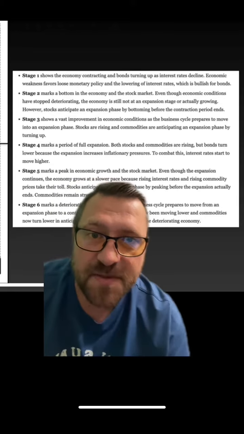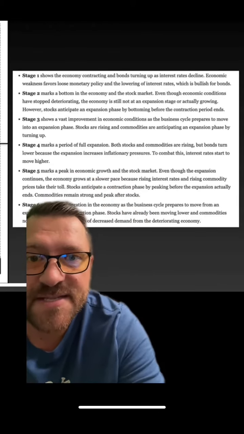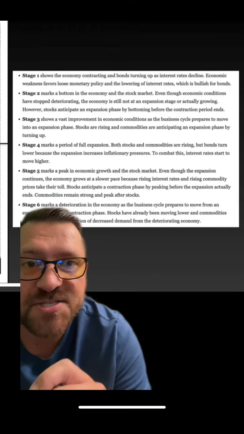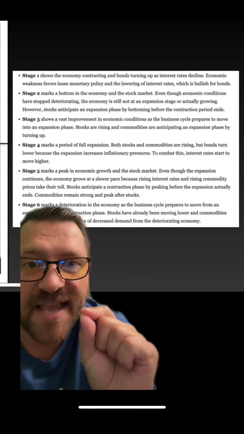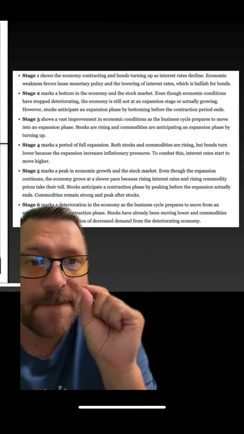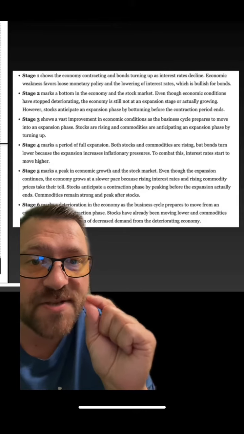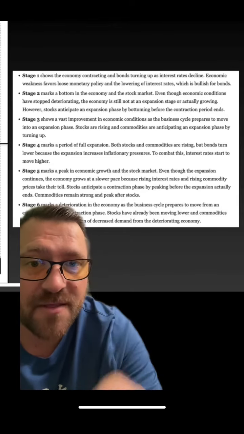Stage five marks a peak in economic growth and the stock market. Even though the expansion continues, the economy grows at a slower pace because rising interest rates and rising commodity prices take their toll. Stocks anticipate a contraction phase by peaking before the expansion actually ends. Commodities remain strong and peak after stocks. So that's the top of the market, stage five.